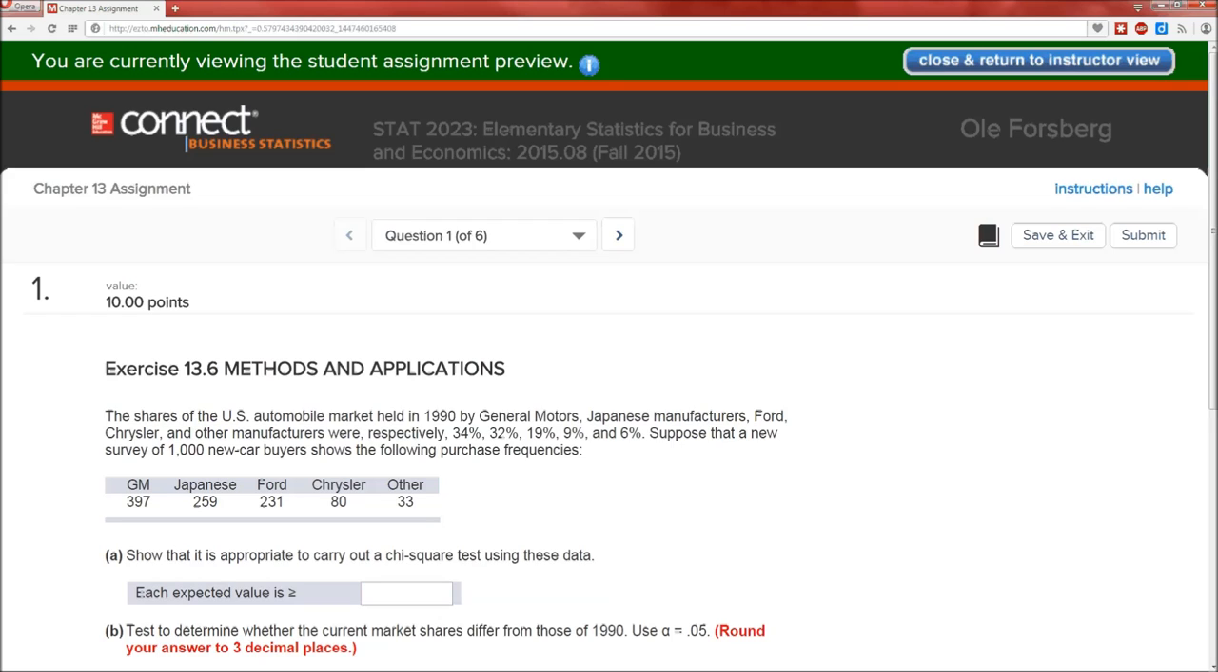Here's problem number one. The shares of the U.S. automobile market held in 1990 by those companies were 34%, 32%, 19%, 9%, and 6%. So suppose that a new survey of 1,000 new car buyers shows the following purchase frequencies. So let's get this in Excel right now. This is our population, our hypothesized values.